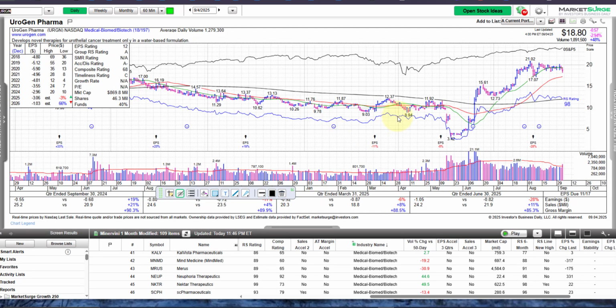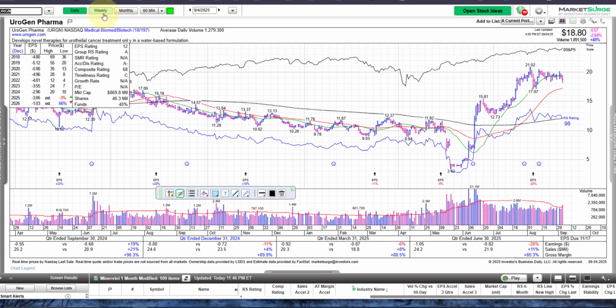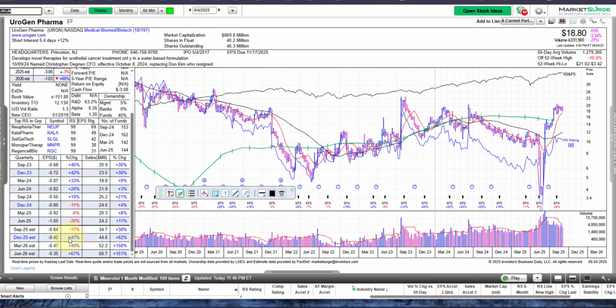Okay, this one looks pretty good, you guys. This is going to be riskier. It's a biotech. But it does have some sales now. And if you look at the weekly, it's projecting huge earnings and sales. Look at those giant numbers. Therapies for cancer treatment, water-based formulation. So that's the N, the new, in CAN SLIM.